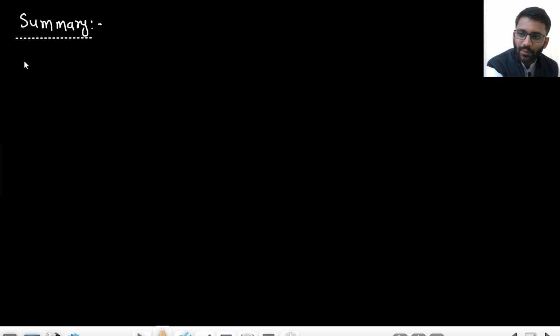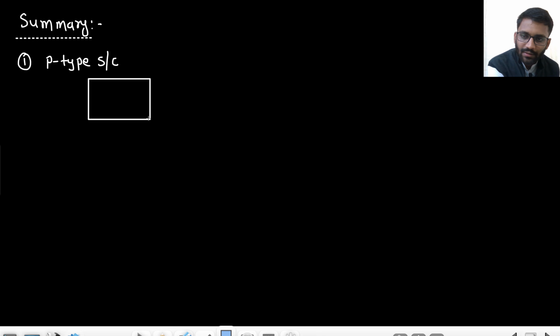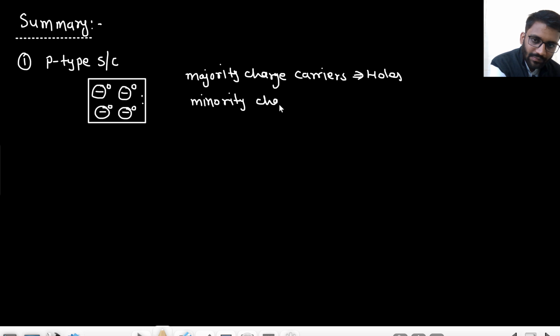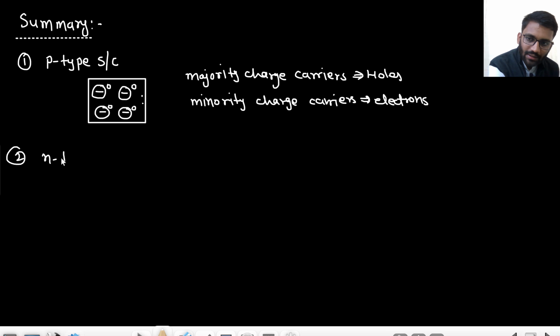First point, how do you denote a p-type semiconductor? It will give you a hole, right? And there can be some minority charge carriers. What are majority charge carriers? These are holes. And what are minority charge carriers? Those are electrons. This is the first point you have to remember. Second, how to denote the n-type semiconductor?